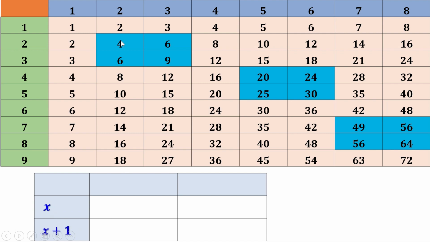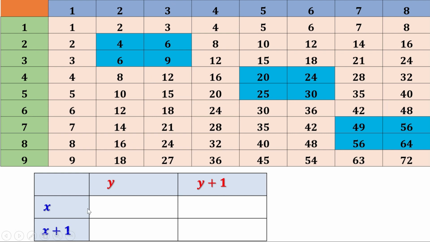In the same way, if 2 numbers are in the second column, the other 2 numbers are in the third column. If 2 numbers are in the fifth column, then the other 2 numbers are in the sixth column. If 2 numbers are in the seventh column, other 2 numbers are in the eighth column. So if 2 numbers are in the yth column, then the other 2 numbers are in the next column or y plus 1th column. And we have seen that any number in this multiplication table is the product of its row number and column number.